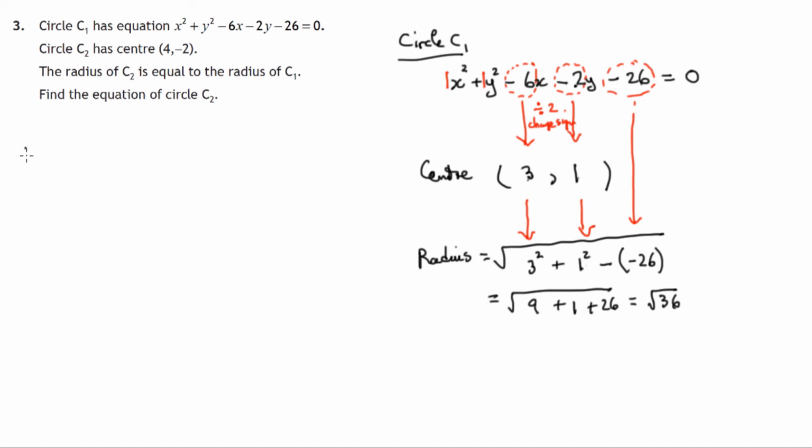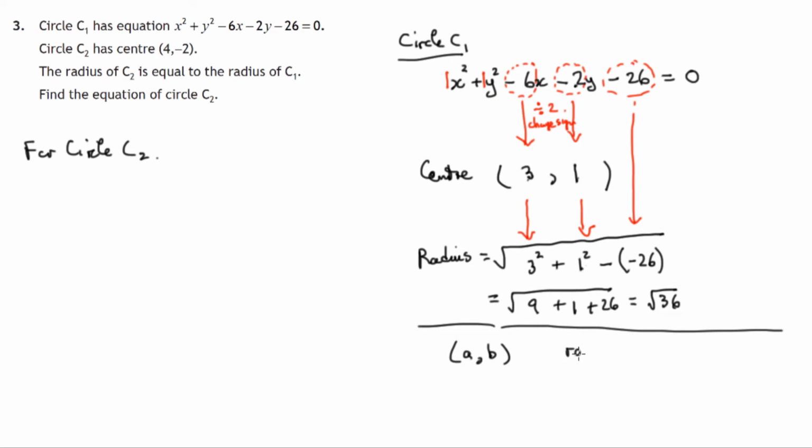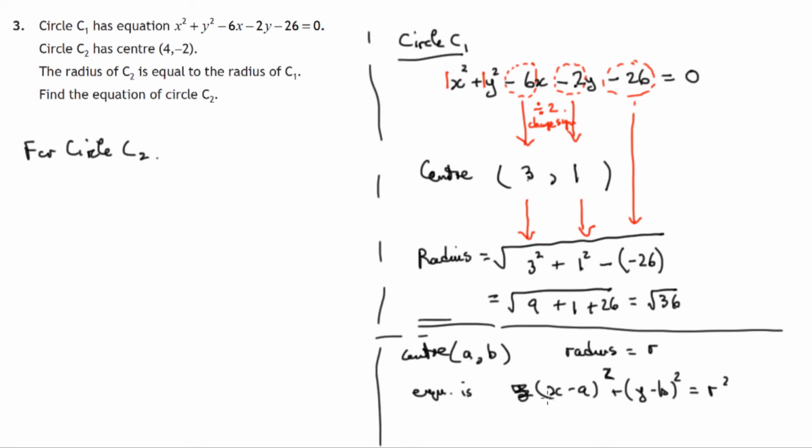So for circle C2, now what we're going to use in this case is, if we know the centre of a circle is (a, b) and the radius is equal to r, if we know these two facts, then the equation is x minus a all squared plus y minus b all squared equals r squared. That's the pattern of finding the equation of a circle if we know its centre and we know its radius.